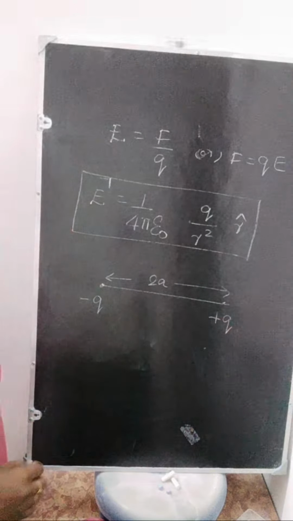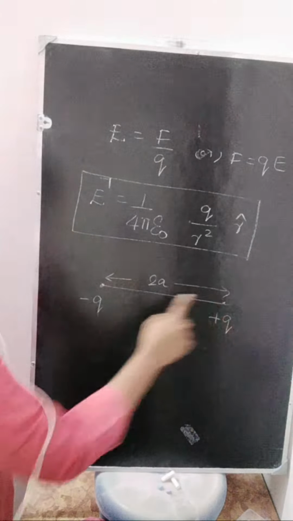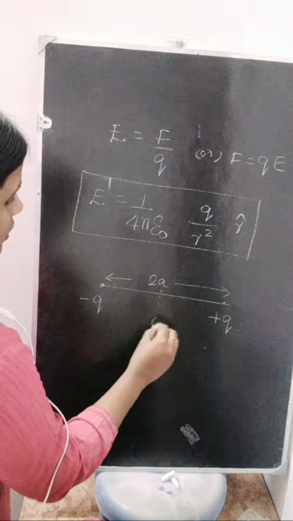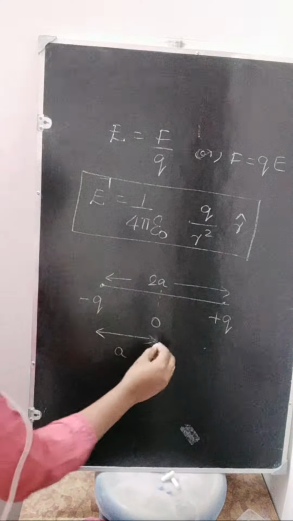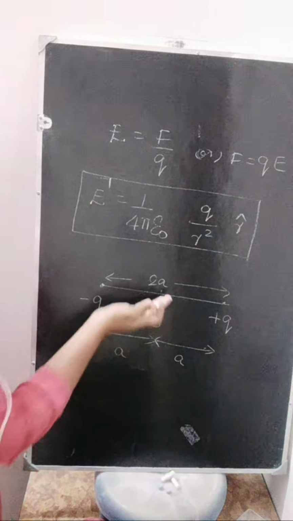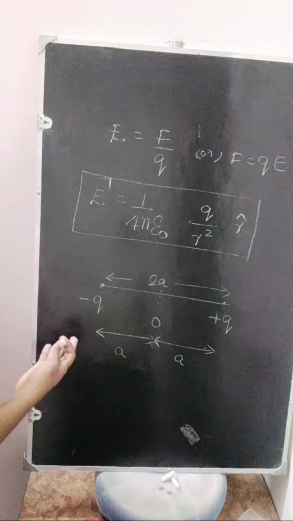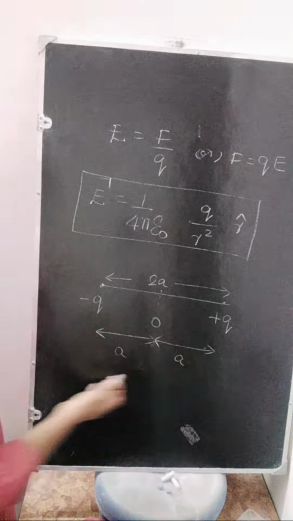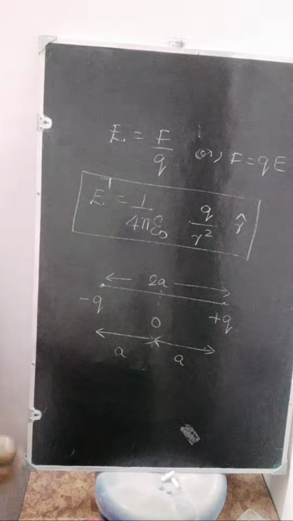Always we take 2a as the distance between the two, minus q and plus q. And what about the center? From the center, this is located at the distance a, and this is also located at the distance a. If you keep along the x-axis, plus q is located along the plus x-axis and minus q along the minus x-axis. So you have to take the vectors as plus j cap and minus j cap. When we go for the vector analysis, we can concentrate on these things.